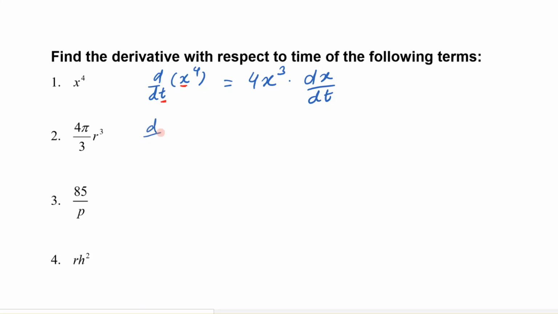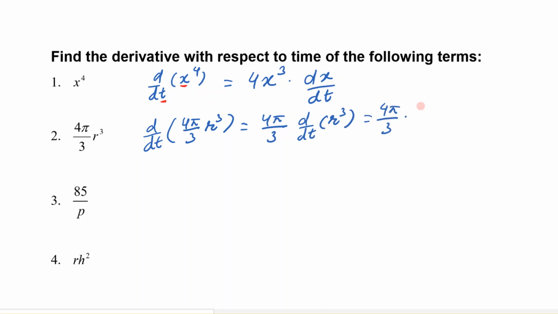In the next one, we want to take the derivative of 4 pi over 3 r cube. So 4 pi over 3 is just a constant. So take the derivative of r cube with respect to t. And again, we notice that, so first we apply the power rule. So 3r square dr over dt. And 3 and 3 cancel in this case. And we are left with 4 pi r square dr over dt.